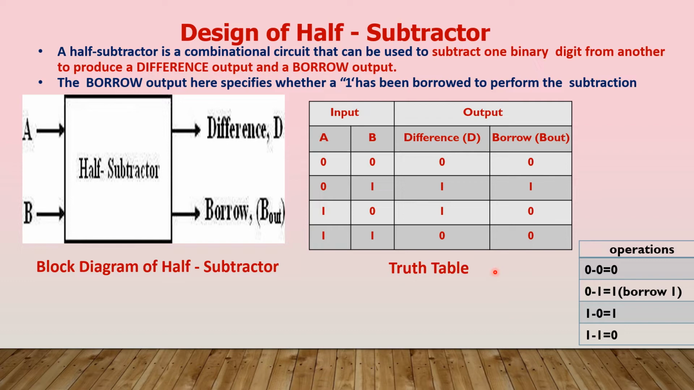Next, using the K-map, you can find the simplified Boolean expression. The type of K-map to be used is based on the number of inputs available in the truth table. How many inputs are there in this half-subtractor? Two input variables. So obviously we are going to use a two-variable K-map, by which we can find the simplified Boolean expression.